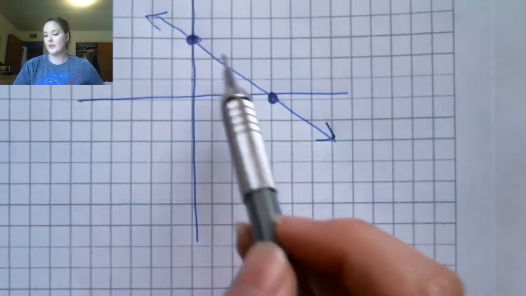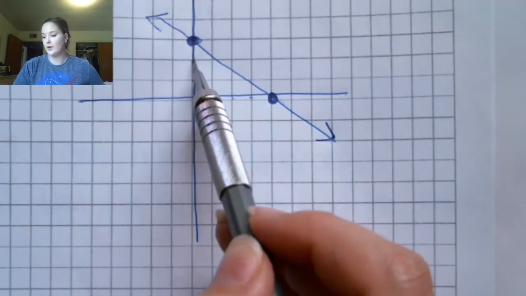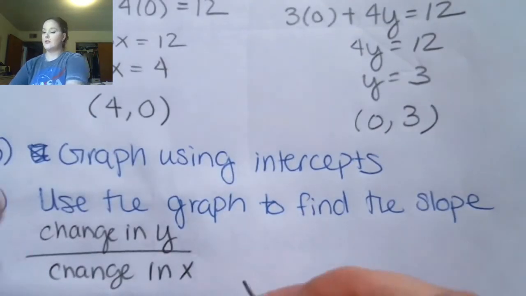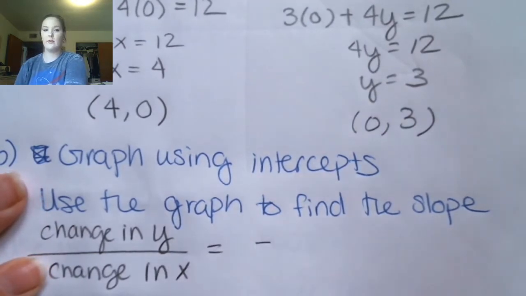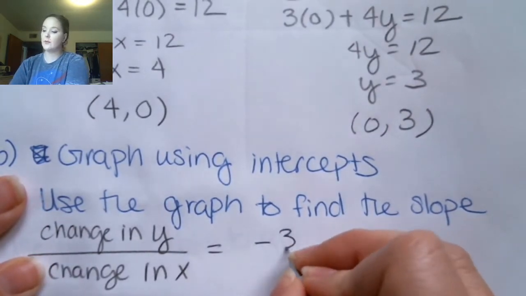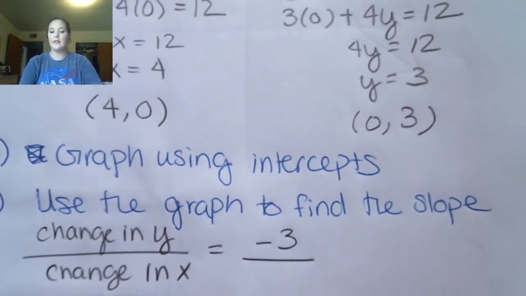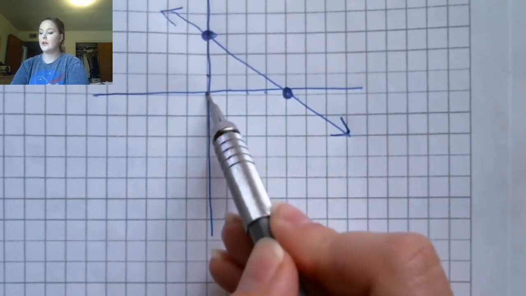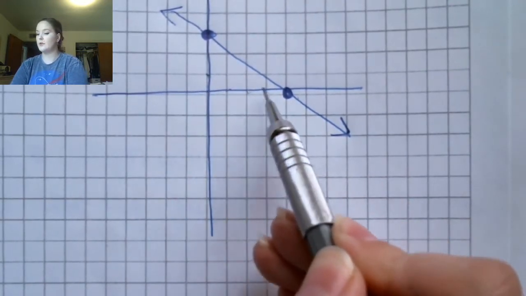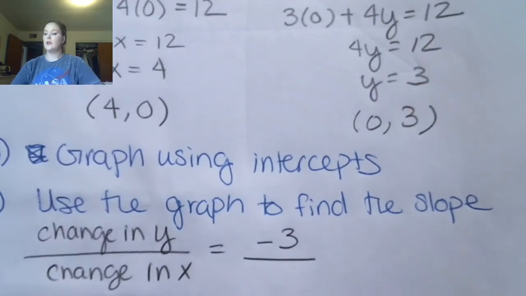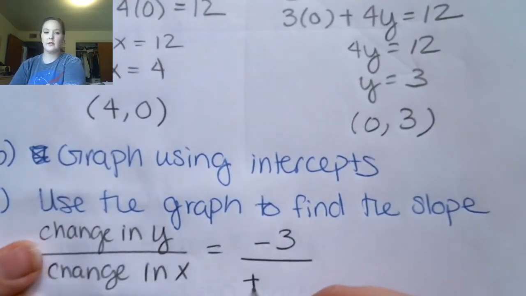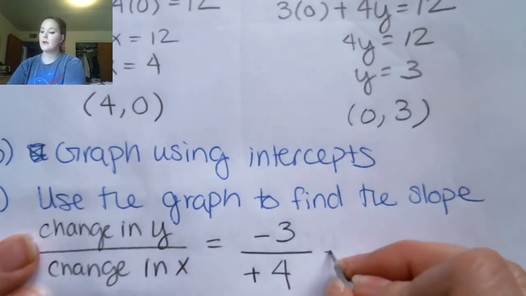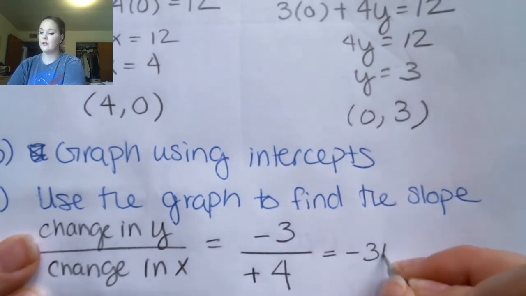To move from here to here, I'm going to go down 1, 2, 3. So my change in y is going to be negative 3, negative meaning down. Then I'm going to look at my horizontal change. I went down 1, 2, 3, and now I'm going to go right 1, 2, 3, 4. Right is the positive direction, and I went right 4 units. So my slope would be negative 3/4.